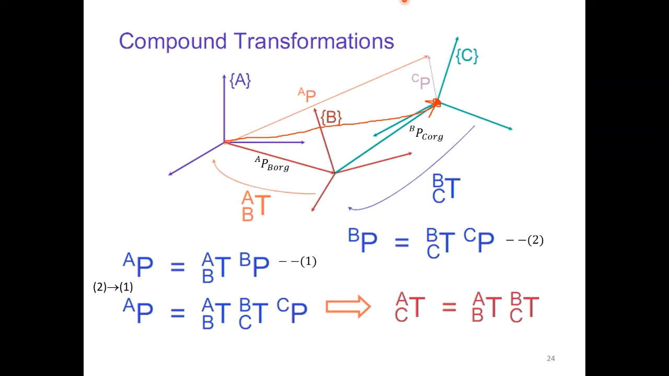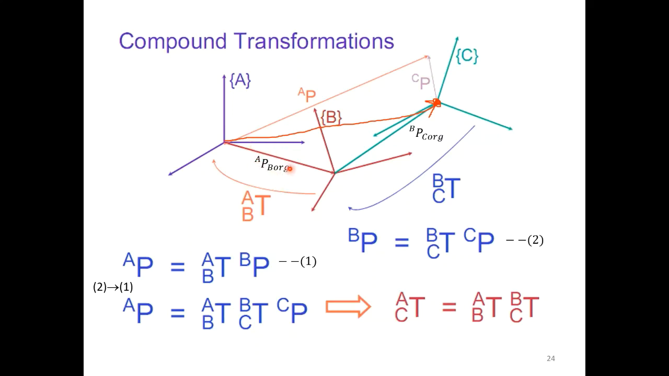They belong to different coordinate frames. Yes. This one belongs to A. This one belongs to B. That is why this is called A P_BORG, and this is B P_CORG. So they belong to different coordinate frames, A and B. And eventually what we want is this point with respect to A.